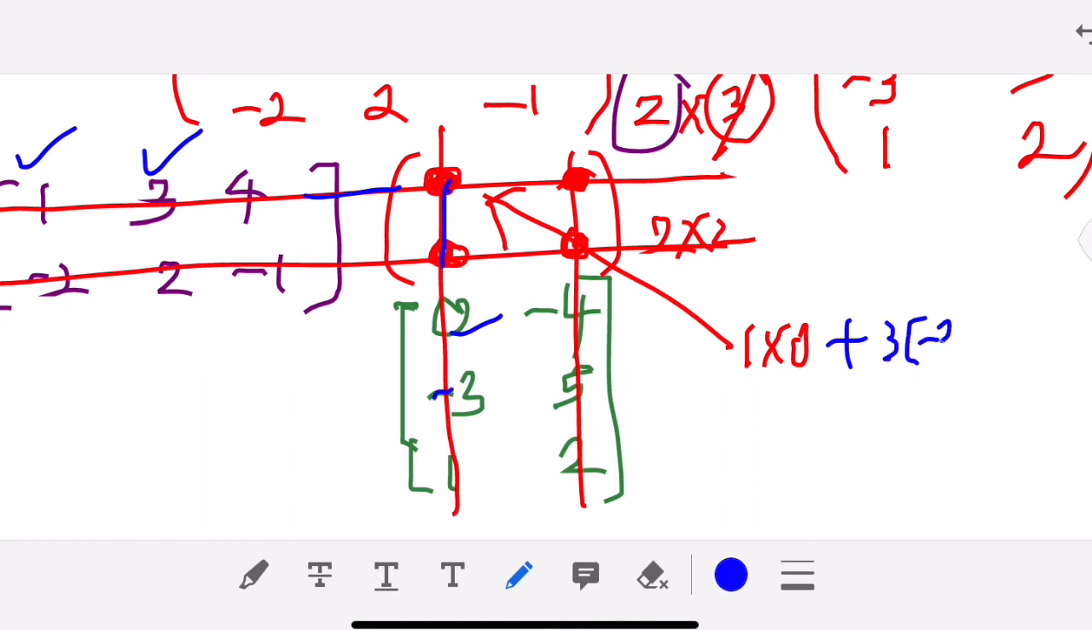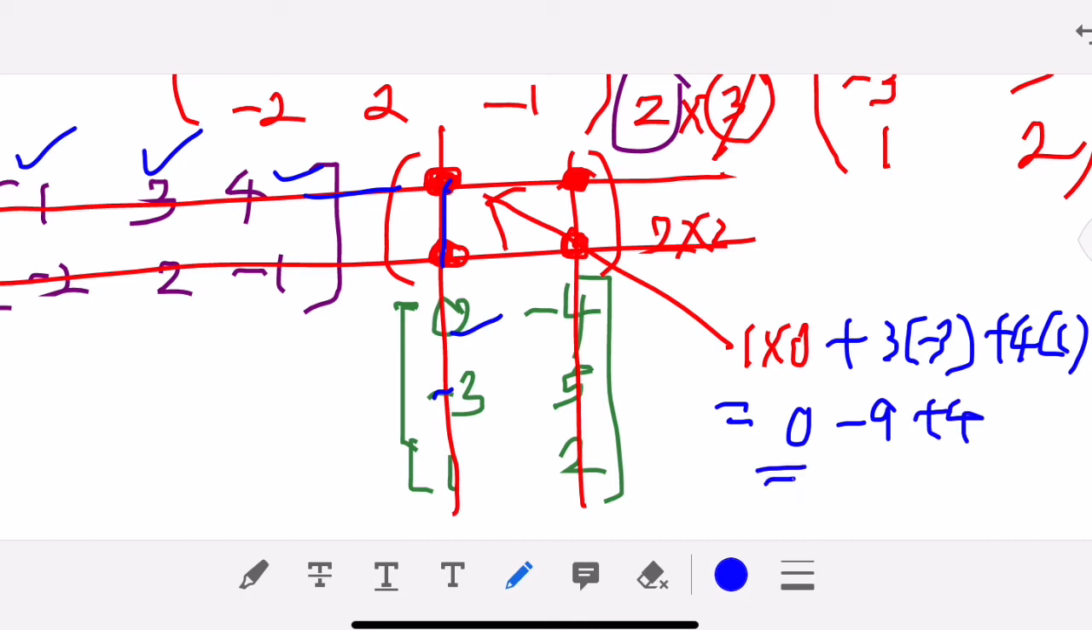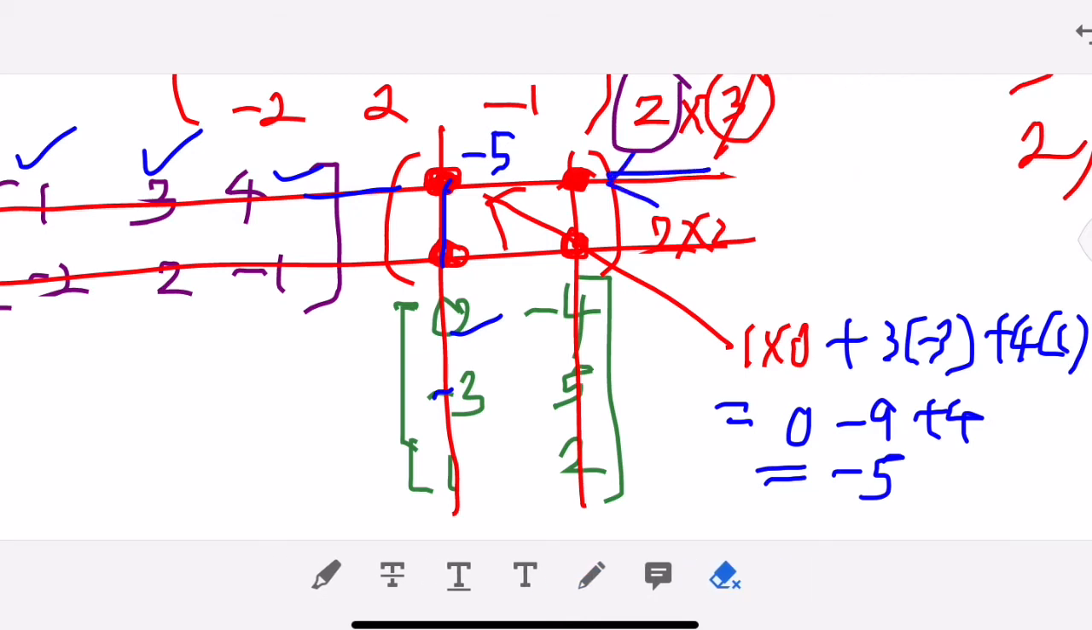3 times -3 plus 4 times, 4 times 1, right? So finally you get the answer for 0 minus 9 plus 4, which is actually -5. So that means here is -5. Got it? Okay, settle. We have to do carefully for everyone. So now is this. Let's do it now.